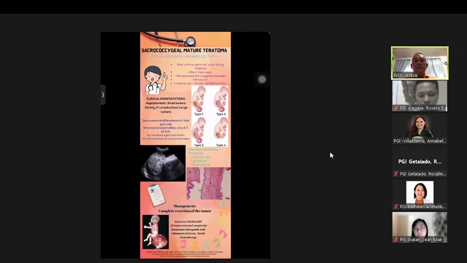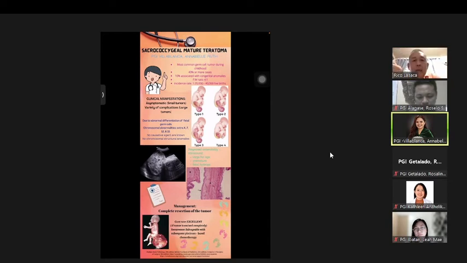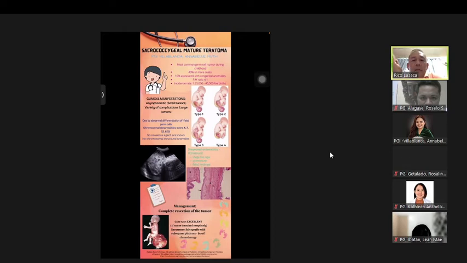Maganda ang prognosis. Saan dyan? Anong pinaka most common? Based on what? Anong type? For what I can remember, Doc, for type 1 tumors, they are easily diagnosed prenatally, and then they are amenable to fetal resection. However, for babies having type 4 tumors, they can be difficult to diagnose, Doc, and they are not amenable to fetal resection, Doc. Oo, kasi nasa loob na, no?